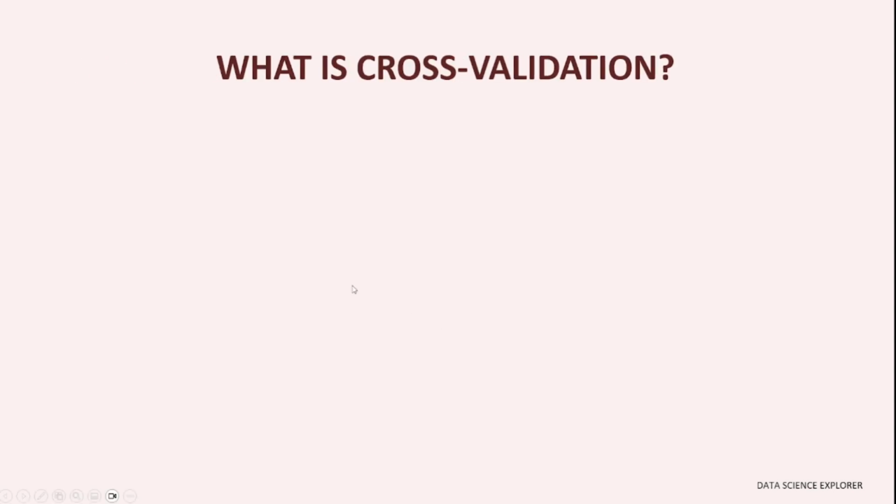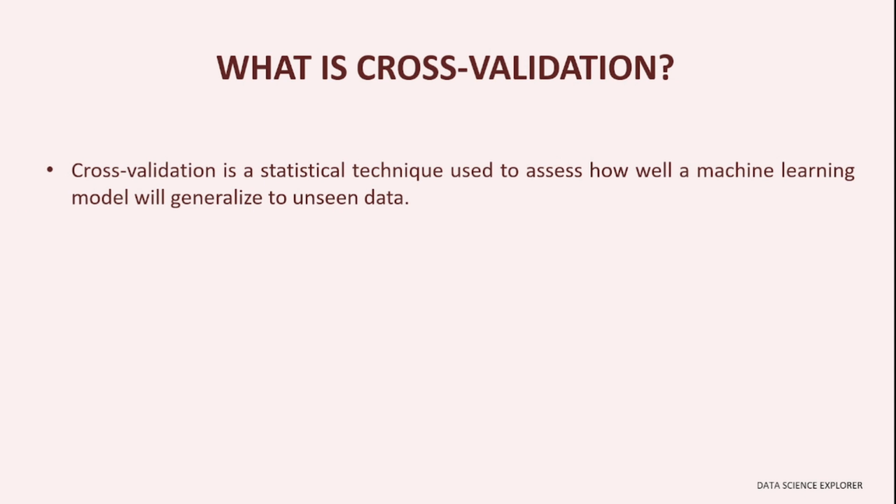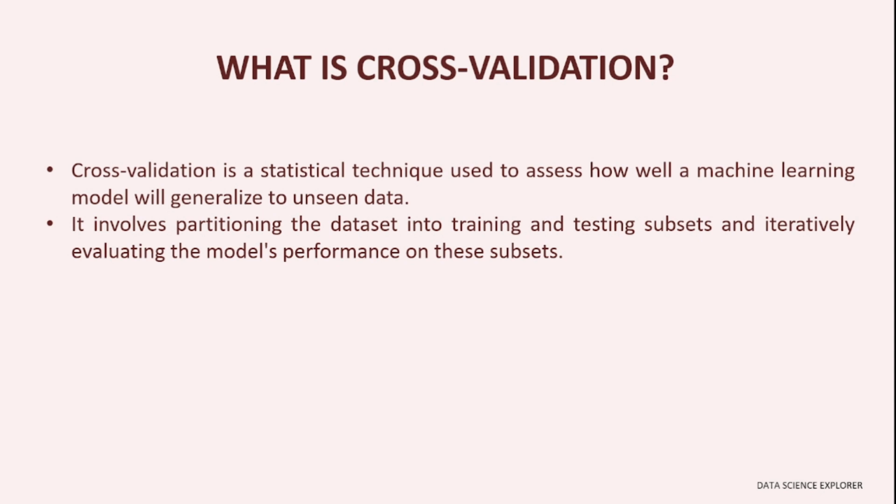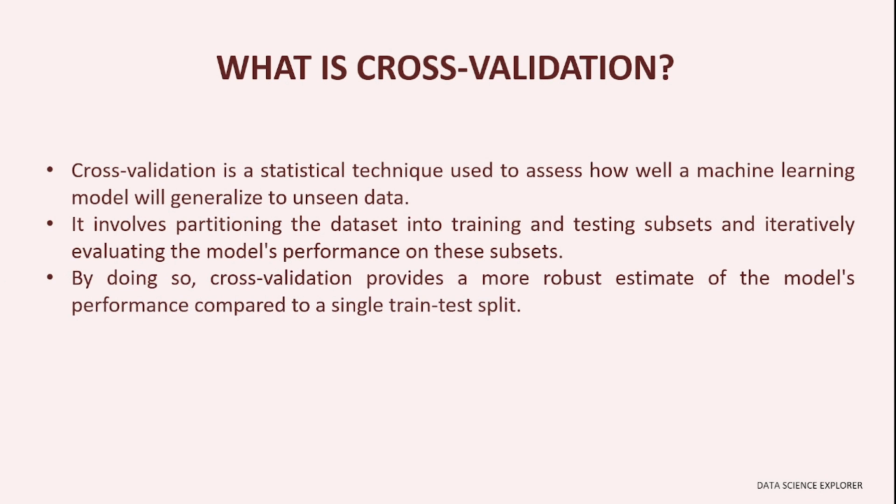What is cross-validation? Let's understand the fundamental concept. Simply put, cross-validation is a statistical technique used to assess how well a machine learning model will generalize on unseen data. It involves partitioning the data set into training and testing subsets and iteratively evaluating the model's performance on these subsets. By doing so, cross-validation provides a more robust estimate of the model's performance compared to a single train test split.